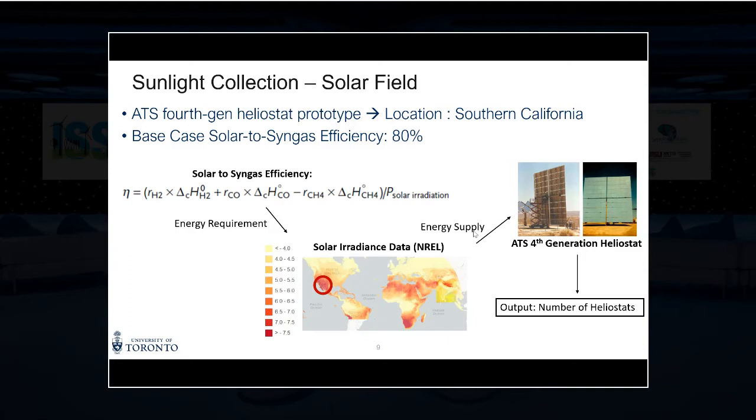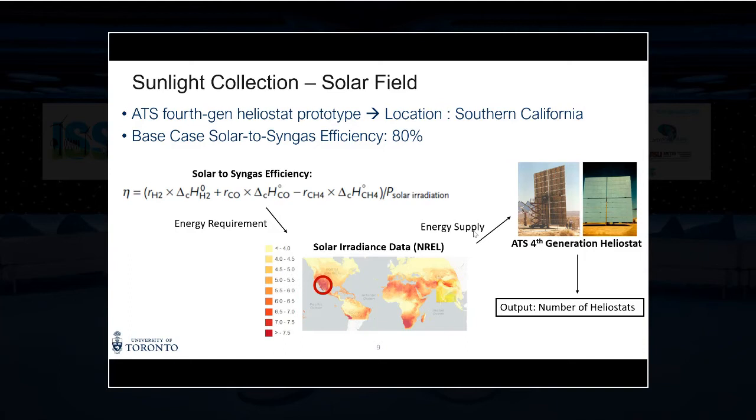And for the analysis, a base case solar to syngas efficiency of 80% was selected. This solar to syngas efficiency simply represents the amount of energy that's being converted from the sunlight into energy that can be used as products. The picture down here represents the methodology that was used to determine the number of heliostats, or the giant mirrors, you would need in the field, and then from there to generate the impacts associated with them.